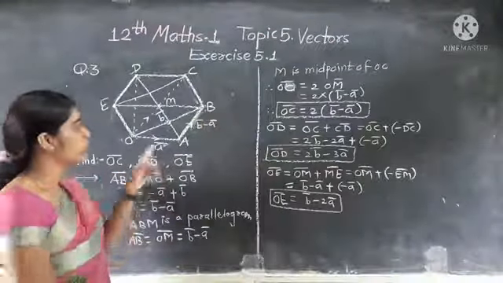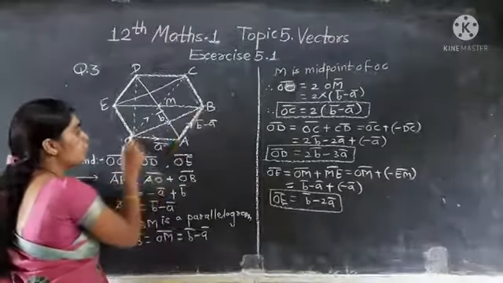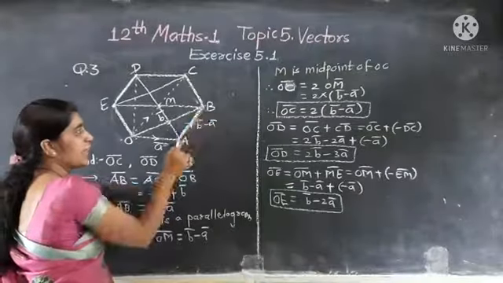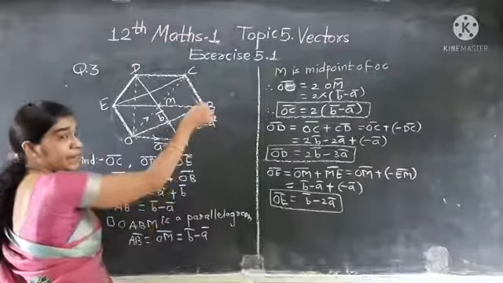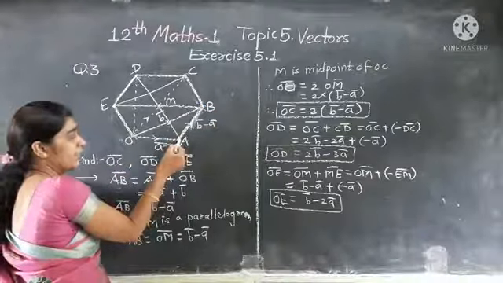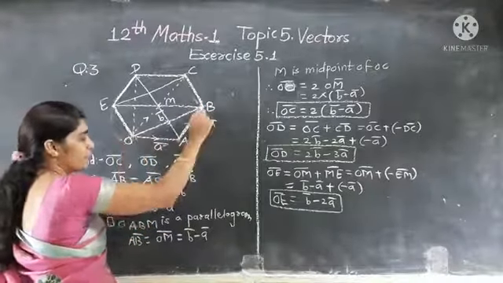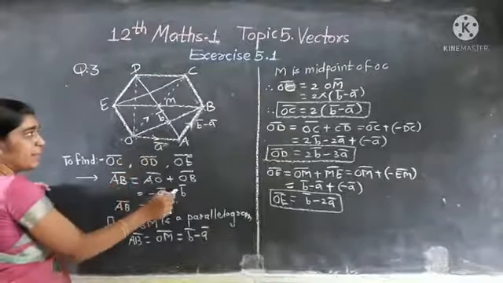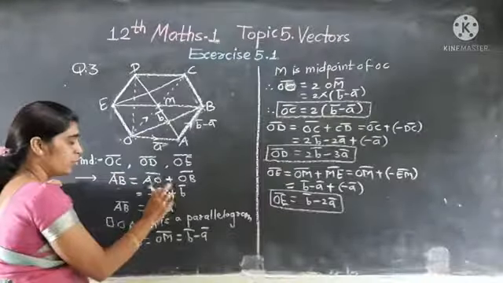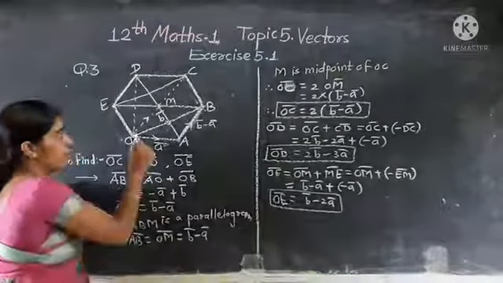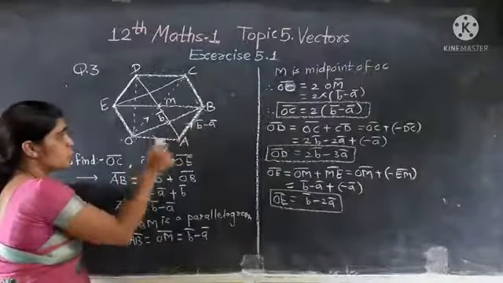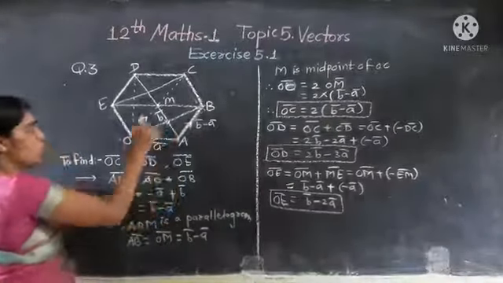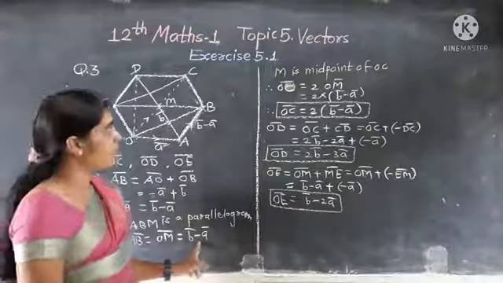Look at the direction: AB bar, A is the starting point, so we should start from A. AO bar plus OB bar. AO bar is minus A bar plus B bar. You write B bar minus A bar. Now this is a parallelogram, so AB bar is equal to OA bar. We find B bar minus A bar.